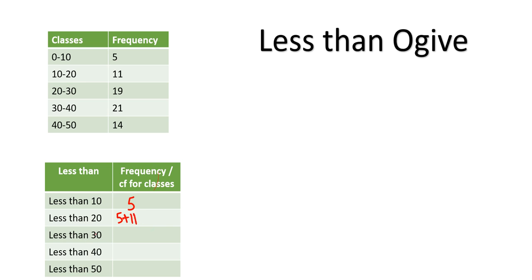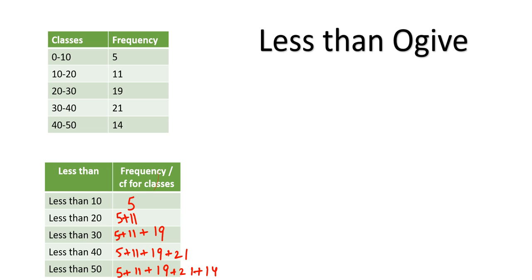Right? So less than 30 means everything less than 30. So it includes all the first three classes. Simply 5 plus 11 plus 19. Again, less than 40 will become 5 plus 11 plus 19 plus 21. Less than 50 will become 5 plus 11 plus 19 plus 21 plus 14. Right? So this is simply our less than series.